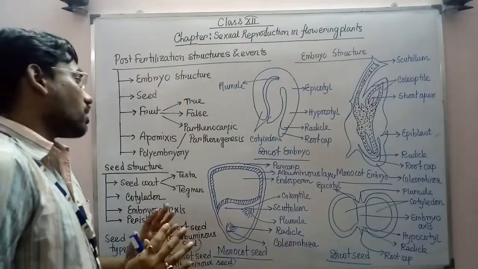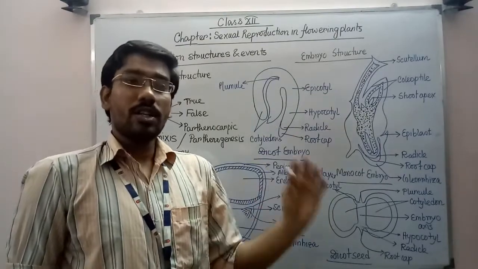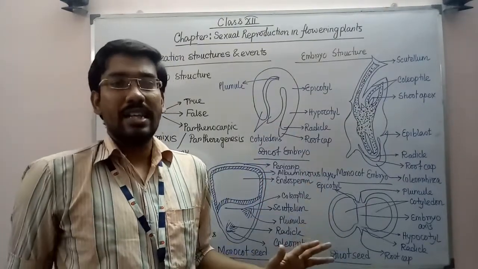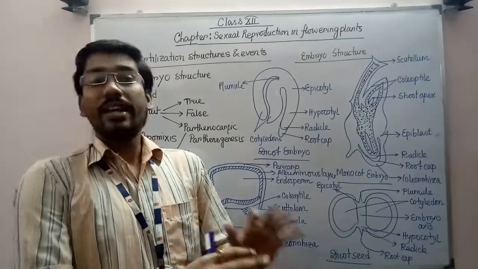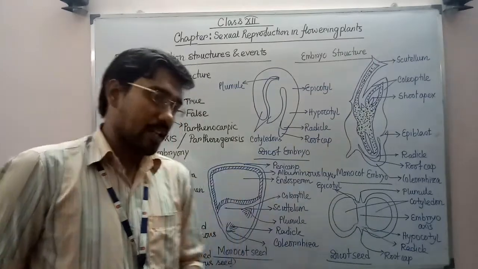Seed-like structures, but not the proper seed. So that's why apomixis is the method commonly used in agriculture for producing a huge quantity of seeds in very little time without fertilization. So this is apomixis or parthenogenesis.